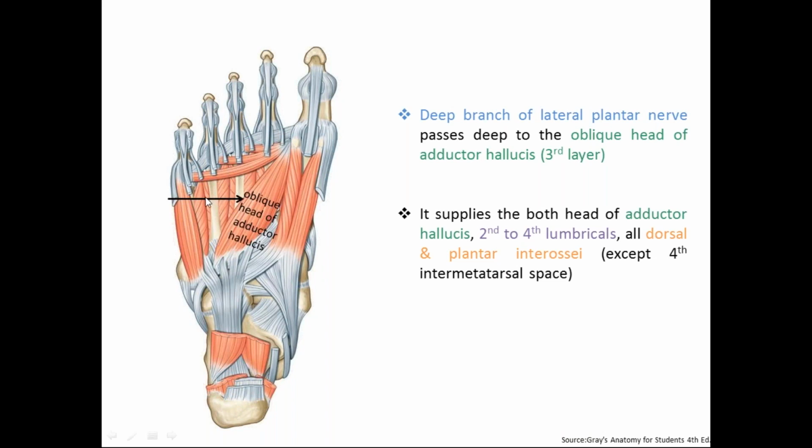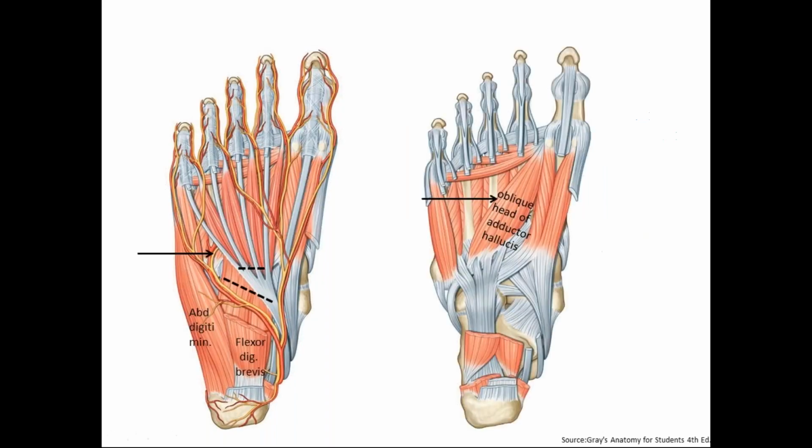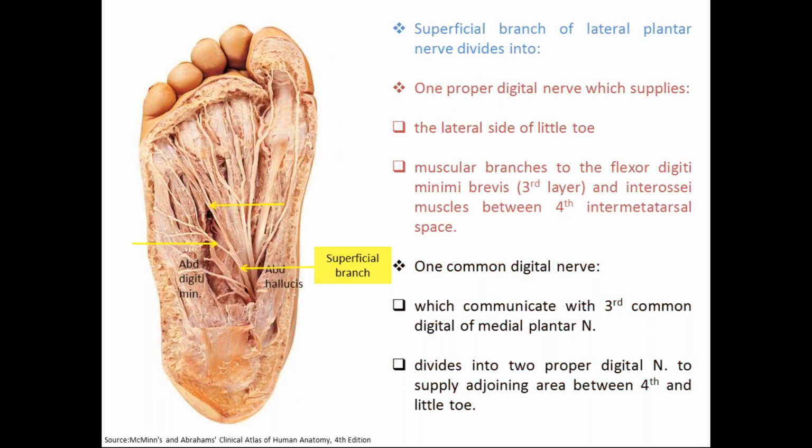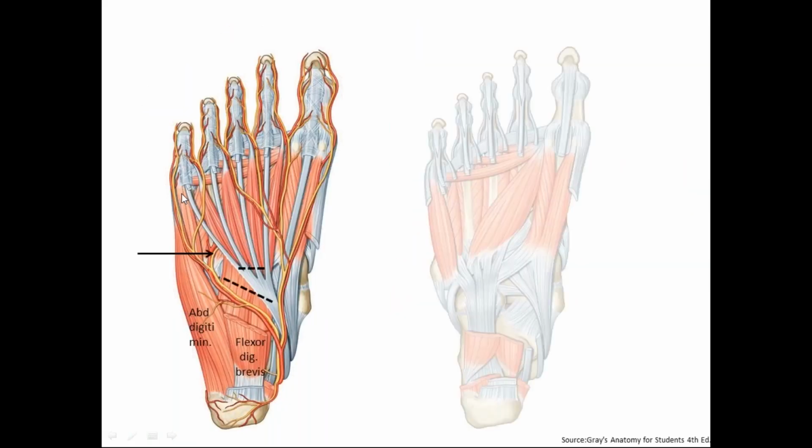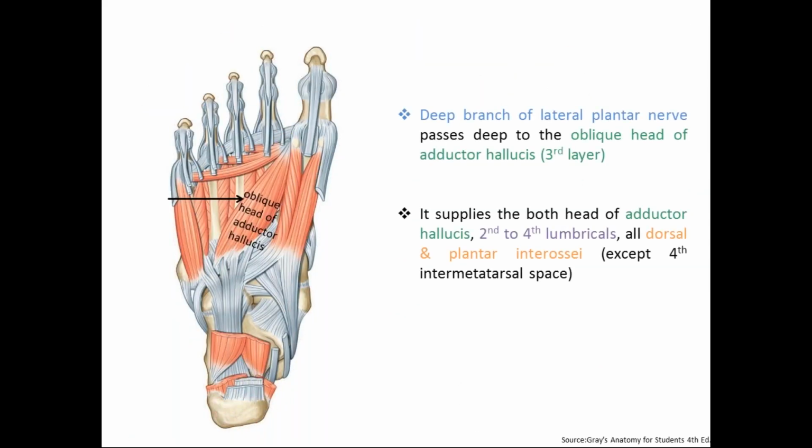So all the dorsal and the plantar interossei are going to be supplied by this deep branch of the lateral plantar nerve, except the interossei which are present in the fourth intermetatarsal space, because we have discussed earlier that the proper digital of the superficial branch of the lateral plantar was supplying the intermetatarsal muscles in the fourth space, right? So this deep branch only gives innervation to the interosseous muscles which are present in the first, second, and third space, not in the fourth space.